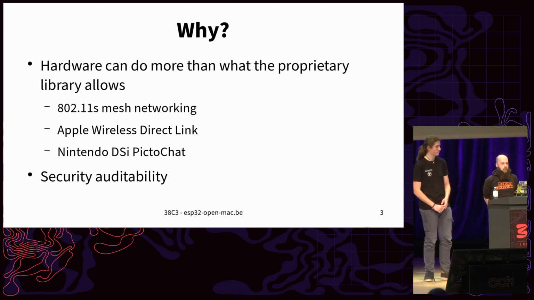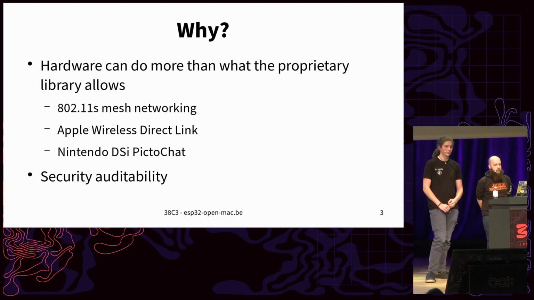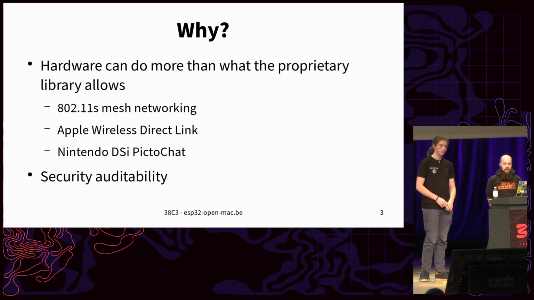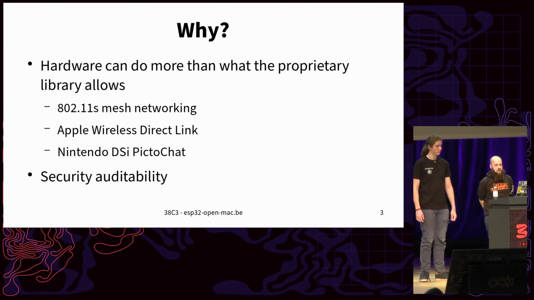So we can do proper 802.11s mesh networking, but the SDK does not have that. Simon here is also working on implementing Apple Wireless Direct Link, and someone even recently joined the chat and told us they are working on reverse engineering the Nintendo DSi PictoChat implementation, which is pretty funny using the ESP32.